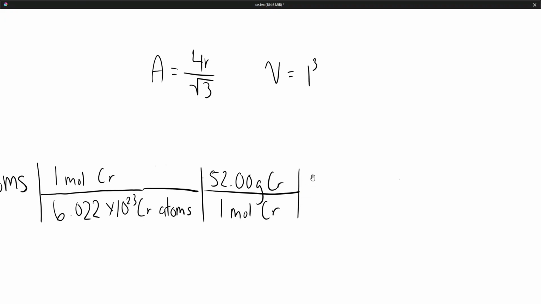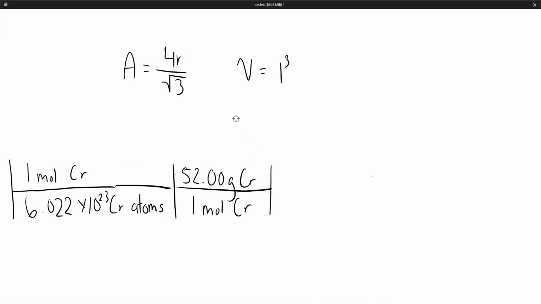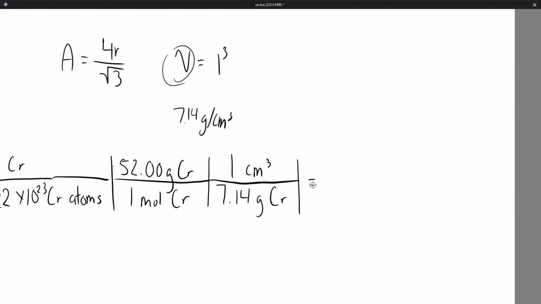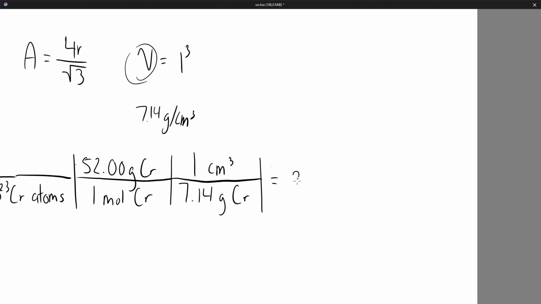Okay, so from this mass, we can now use the density, which is 7.14 grams per centimeter cubed, to convert into a volume. See, a volume right here. So it's 7.14 grams of chromium. Put that there too. For every 1 centimeter cubed. Yeah, and that gives us a volume. What I got was 2.42 times 10 to the negative 23rd centimeters cubed.